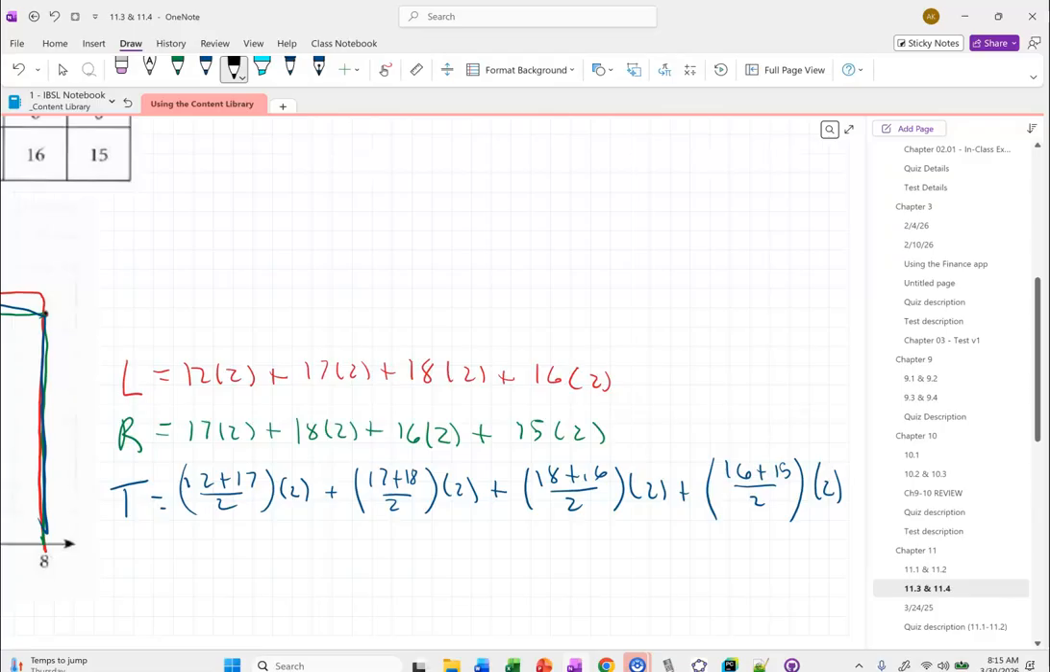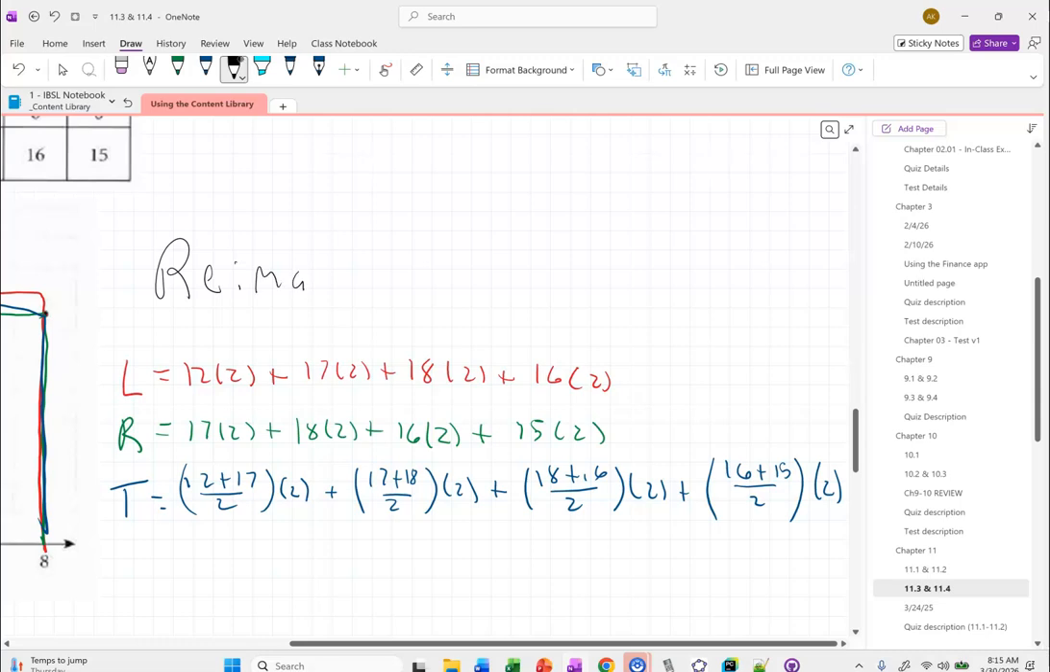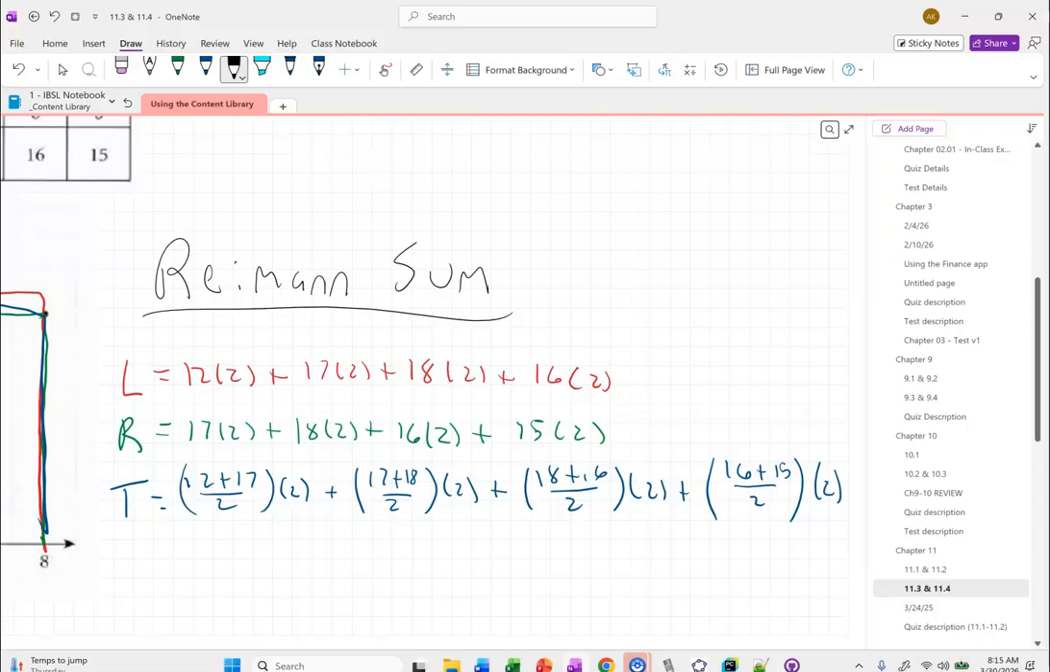What this process is, though, of approximating the area by building these rectangles or trapezoids, this is called a Riemann sum. Named after German mathematician Bernhard Riemann. And this is actually the rigorous definition of what an integral is. It's basically adding up rectangles to approximate the area under the curve, except using infinitely many rectangles.